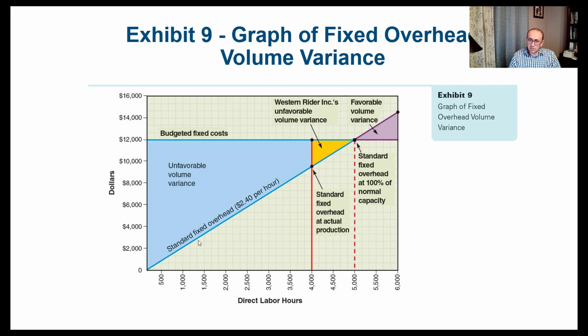You see here that the standard fixed overhead, which is $2.40 per hour, would keep increasing as the direct labor hours increase. So that would increase the dollar values. The budgeted fixed cost here, that's the $12,000, is the fixed amount here.